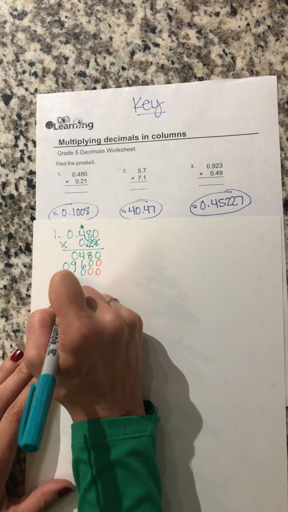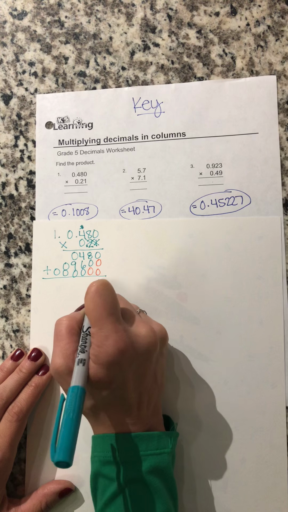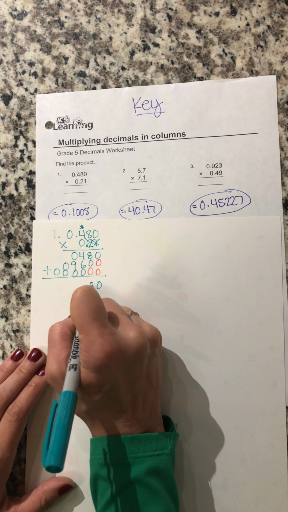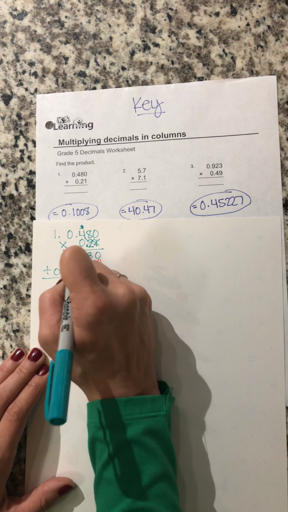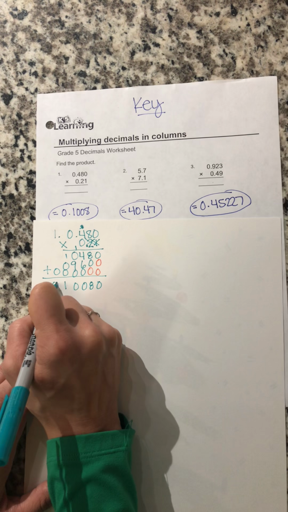0 times 8 is 0. 0 times 4 is 0. 0 times 0 is 0. Add it all up. And I should have 0, 8. 6 plus 4 is 10. Carry the 1. 10. 1 and 0.